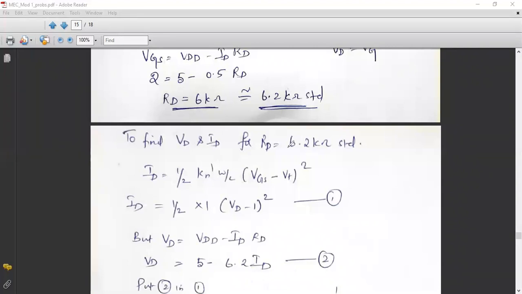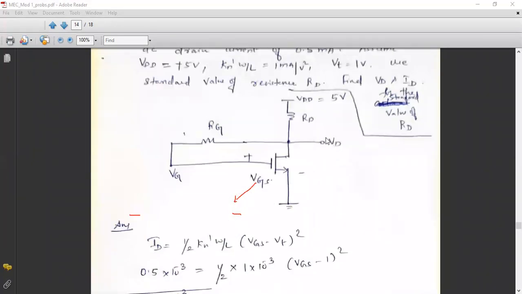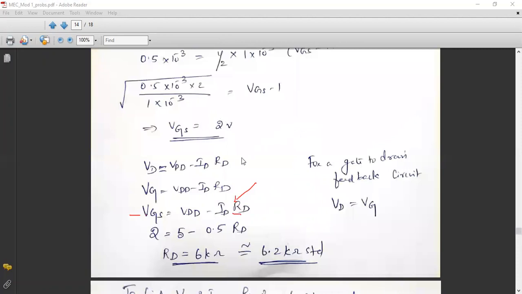Again, if you see this equation 1, there are two unknowns, ID and VD. You can't solve this equation 1 directly. So you have to go for another equation to substitute this VD in terms of ID. So how will you write VD? If you take the circuit diagram, you know that VD is the supply voltage VDD minus the drop across RD. The drop across RD is ID RD.